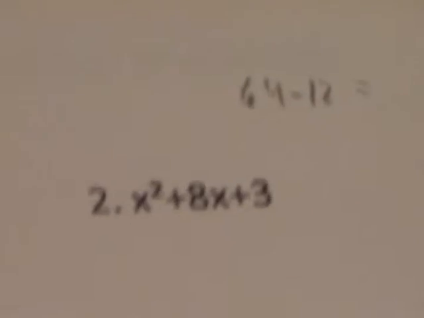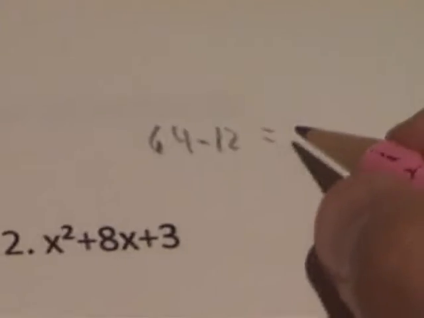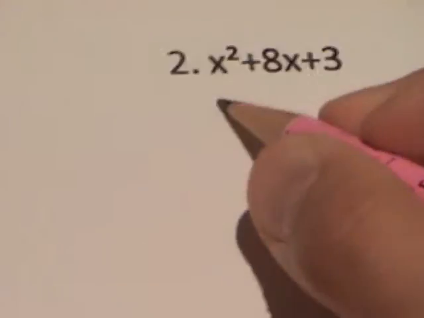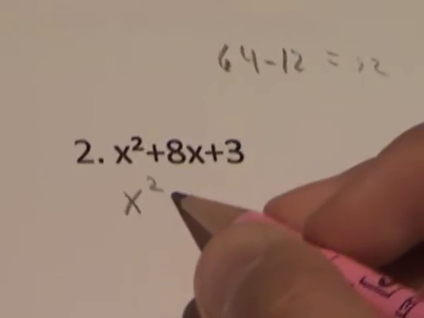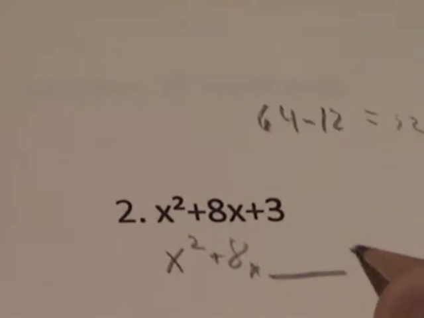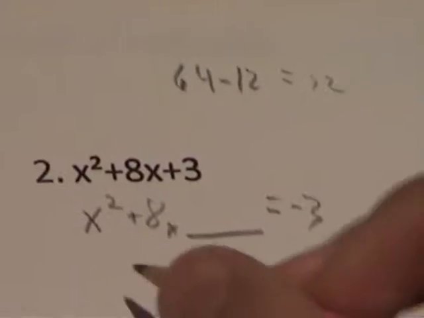12 equals 52. Again, not a perfect square. Now, x squared plus 8x, leaving a blank, equals -3.